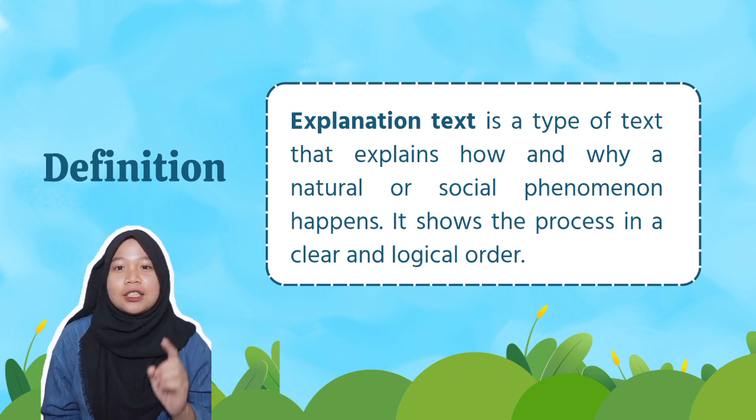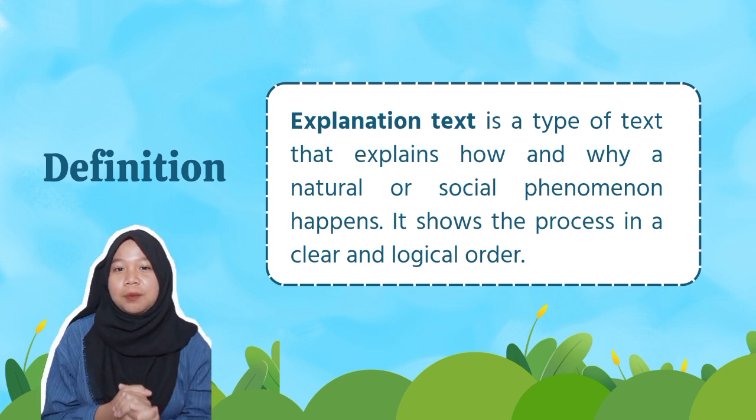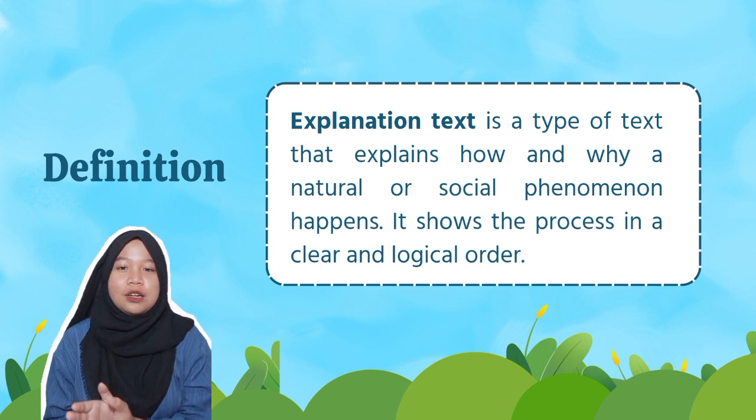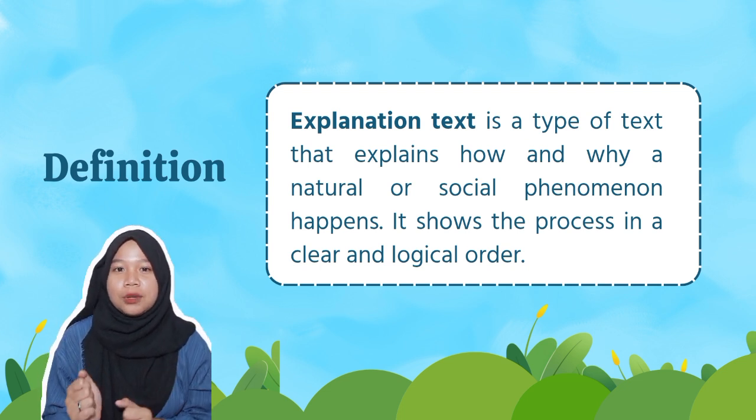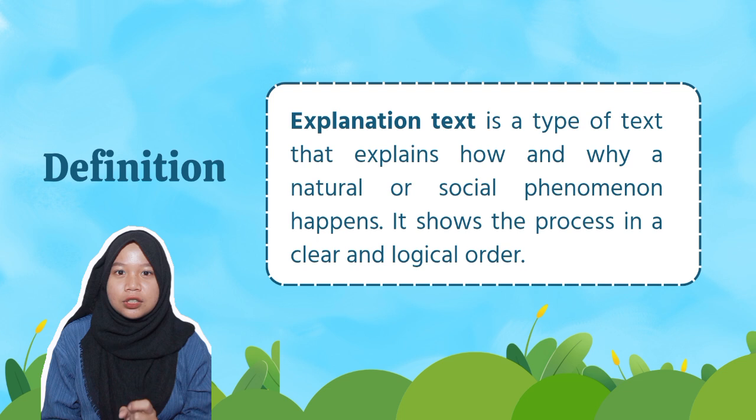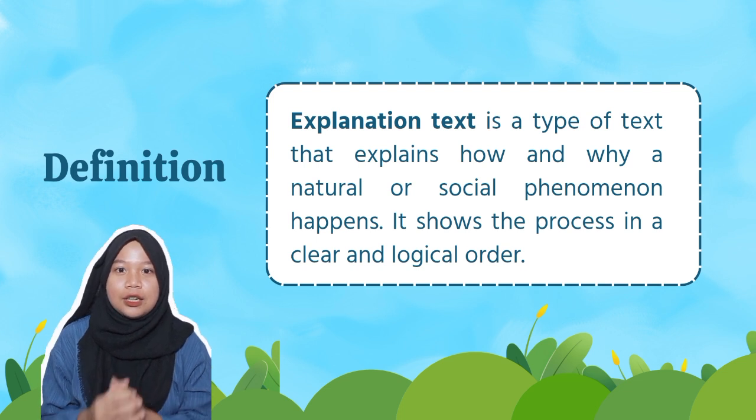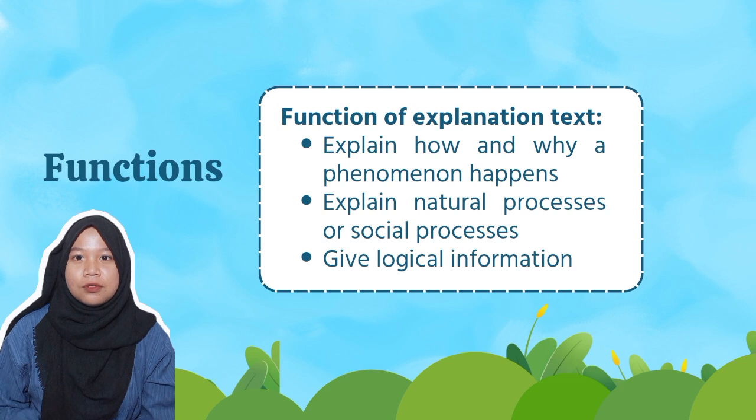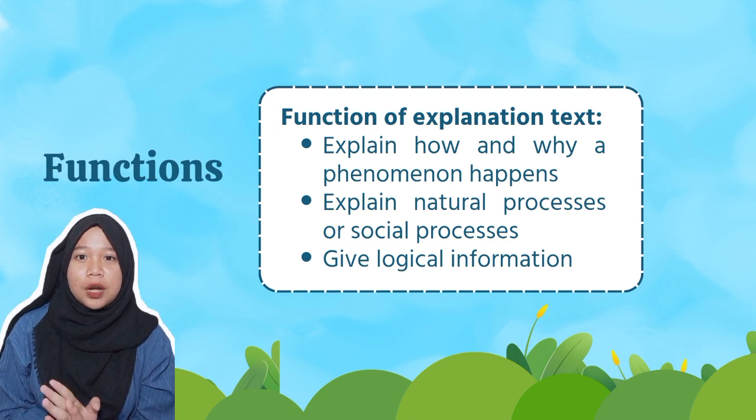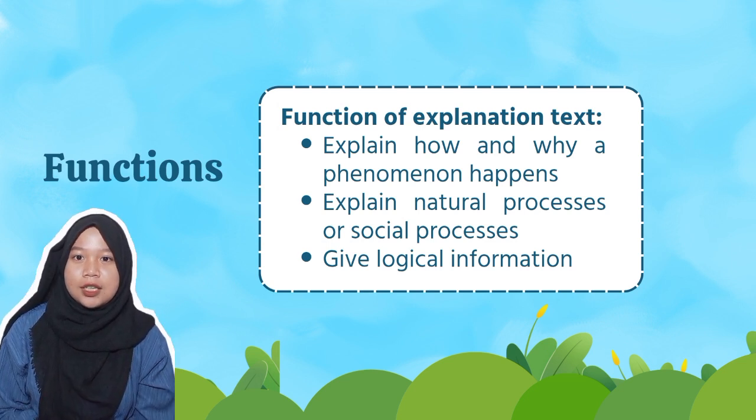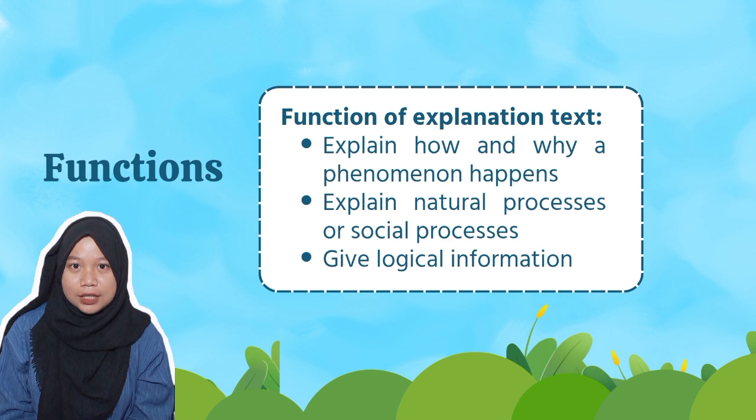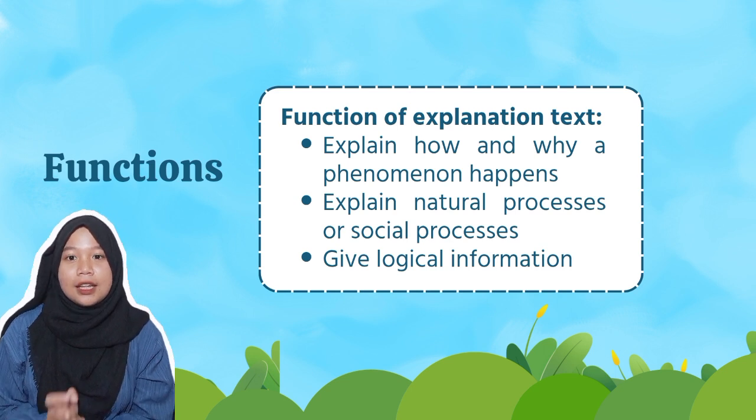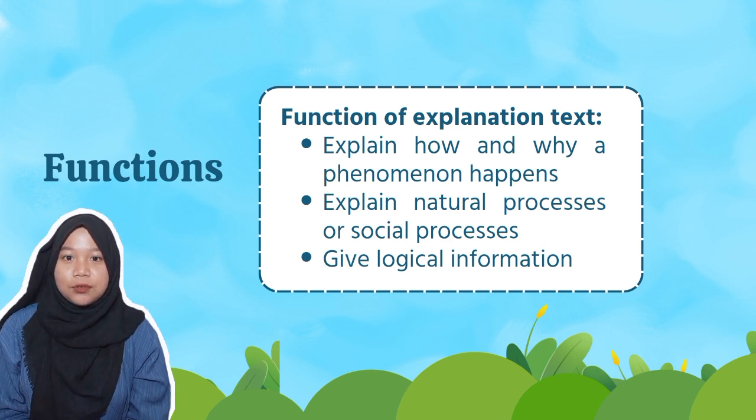Explanation text is a type of text that explains how and why a natural or social phenomenon happens. It shows the process in clear and logical order. The functions of explanation text are: first, explain how and why a phenomenon happens. The second one, explain natural processes or social processes. And the last is give logical information.